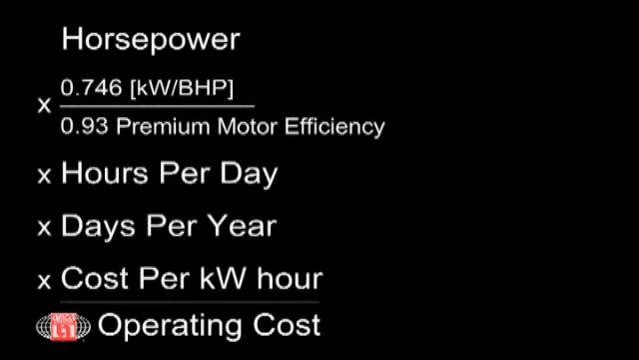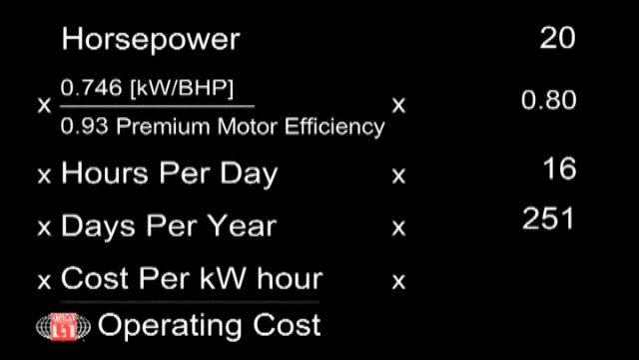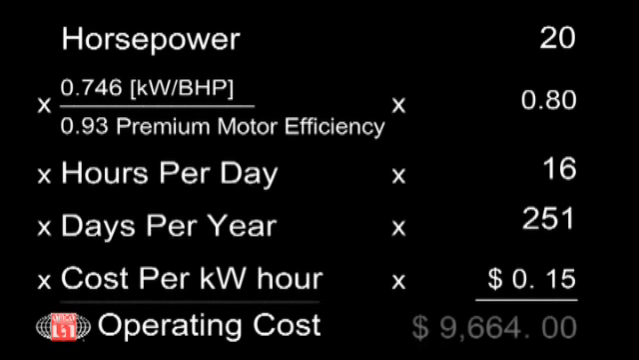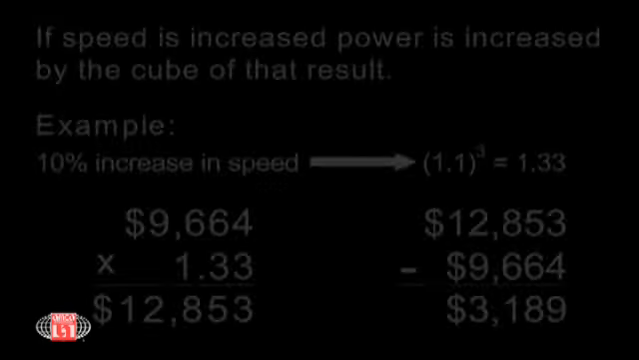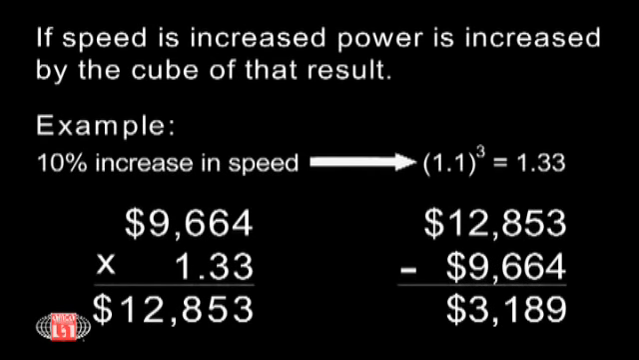Here is the formula for calculating the operating cost of a fan. For example, assume a fan with 20 brake horsepower running 16 hours per day for 251 days per year. At 15 cents per kilowatt hour, the cost of running that fan is nearly $9,700 per year. If we increase that fan speed 10% to compensate for system effect, our new operating cost is nearly $13,000, which is an increase of approximately $3,200 more per year. And that is just for system effect that impacts the inlet side of the fan.